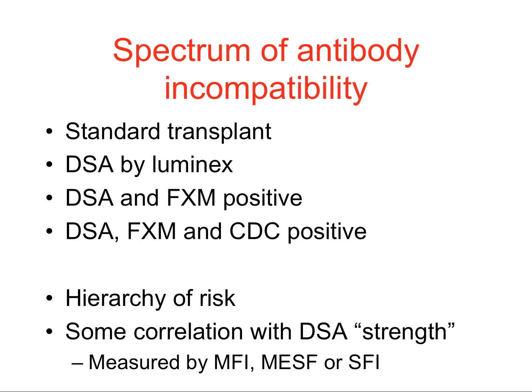So this is actually the most important slide of this bit of the talk. There's a spectrum of incompatibility. And it's really important when you're reading papers to try and understand how high risk the patients they were talking about. So you have a standard HLA-compatible transplant. The next step up is a patient where you can detect DSA by Luminex, but all the cross-matches are negative. So a modest increase in risk. Next step up are patients with a DSA who've got a positive flow cross-match, and finally the highest risk patients with a CDC positive crossmatch. So it's a hierarchy of risk, and as I mentioned, there's some correlation between the DSA strength.